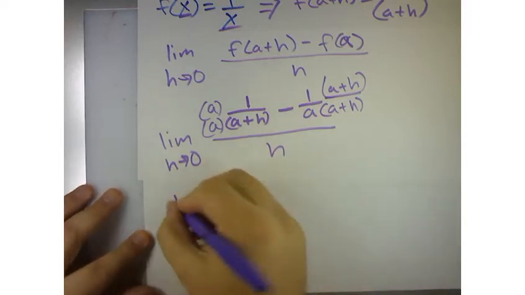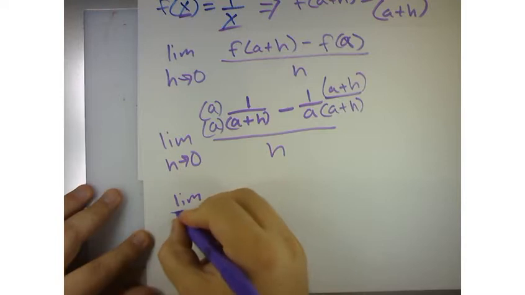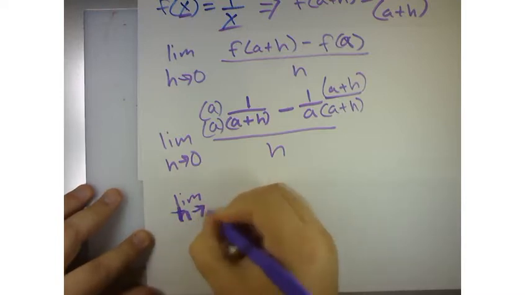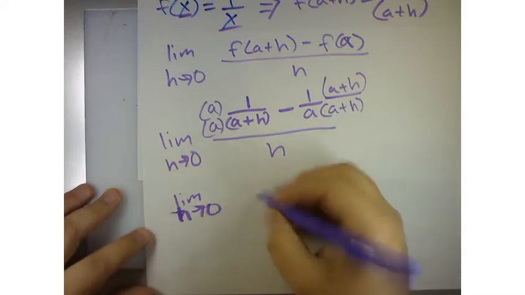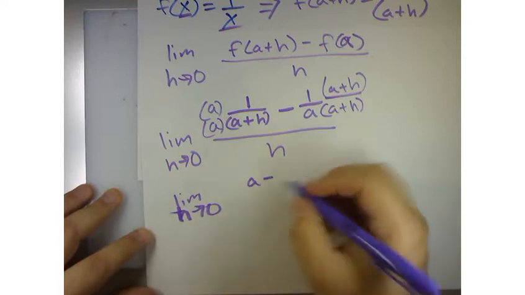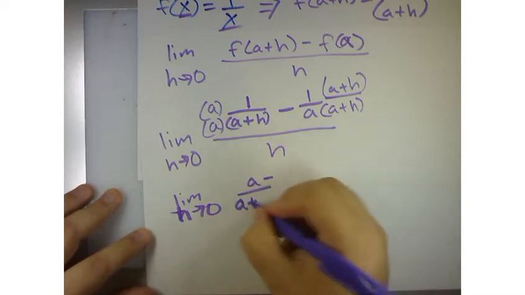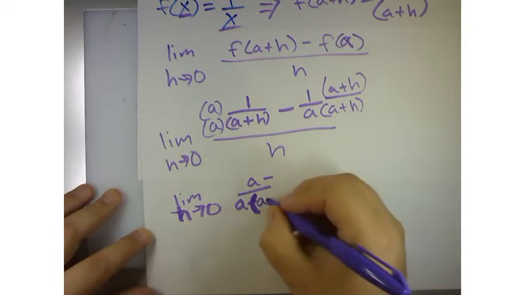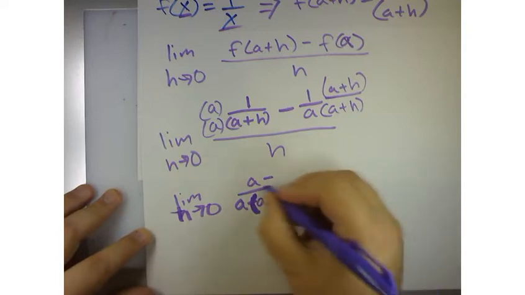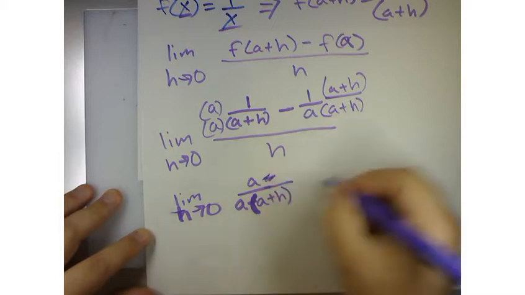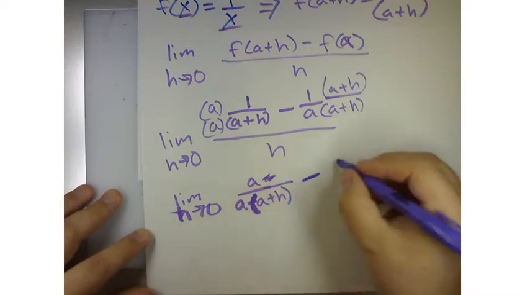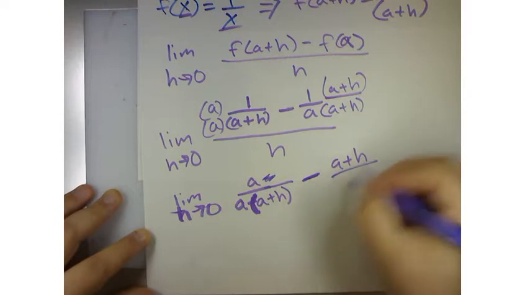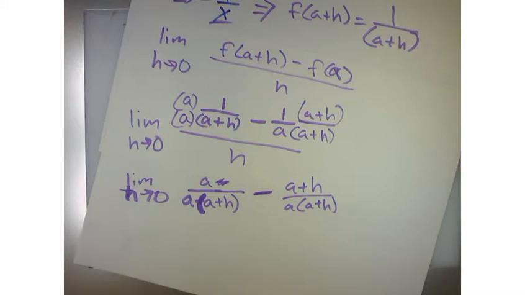And so when I do that, what I end up with is the limit of the function as h approaches 0 of a over a times the quantity a plus h, and we'll put that minus sign here, and then I have a plus h all over a times the quantity a plus h. I'm not quite sure why I'm writing on an angle. That's a little bizarre, but okay.